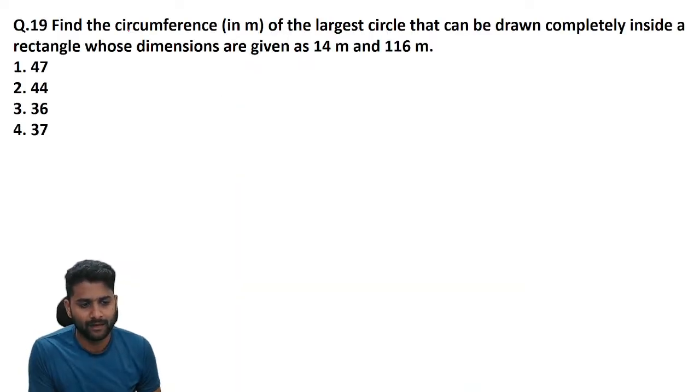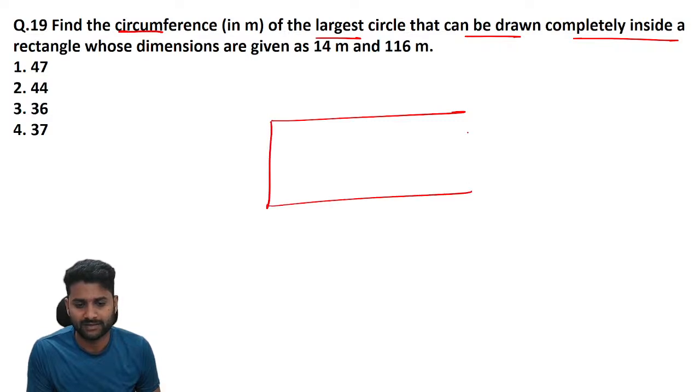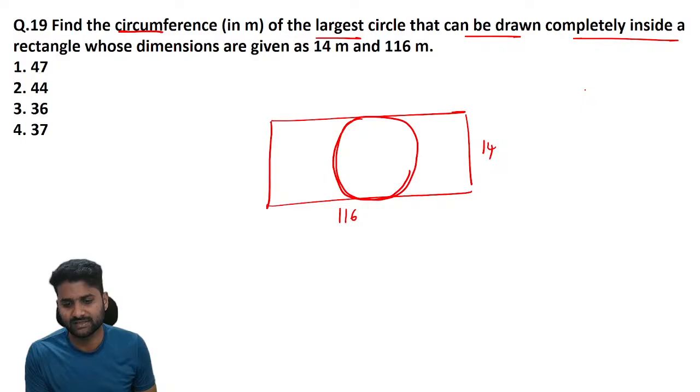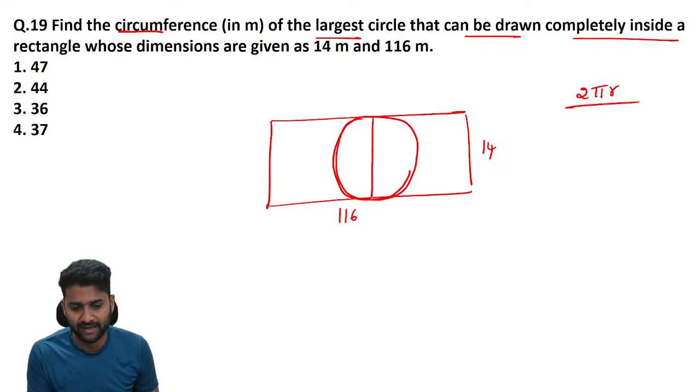Next. Find the circumference of the largest circle that can be drawn completely inside the rectangle. Let us take this as the rectangle. You know that the width is 14 meters and this is 116. And we are placing a circle here. Now the question, what is the circumference? Circumference is 2 pi r. What about the radius? The radius in this particular rectangle is exactly equal to half the shortest length. It is only possible with the shortest length.